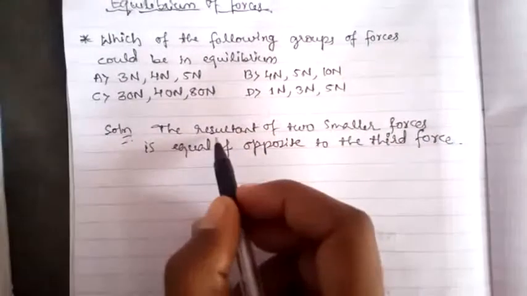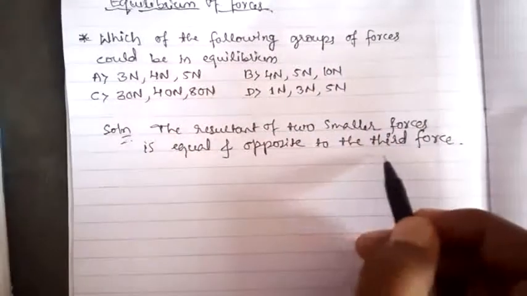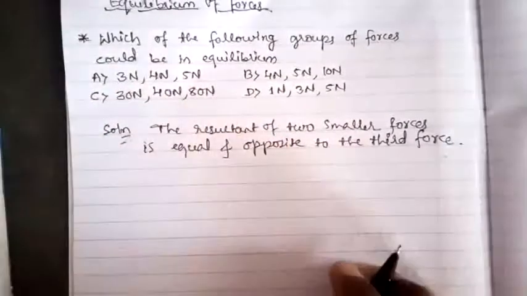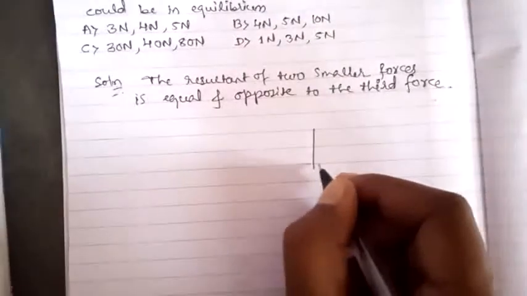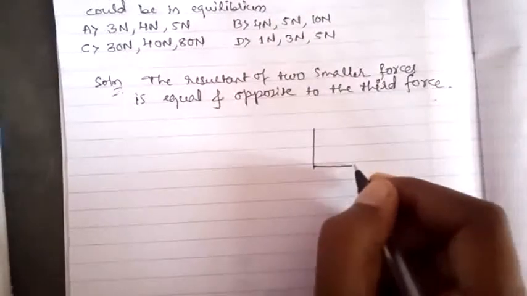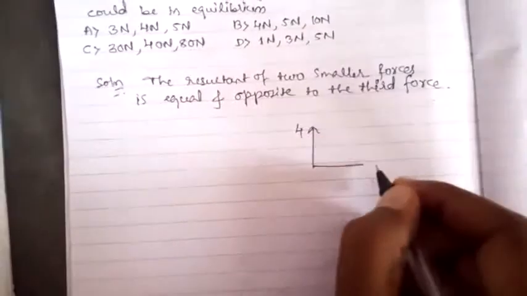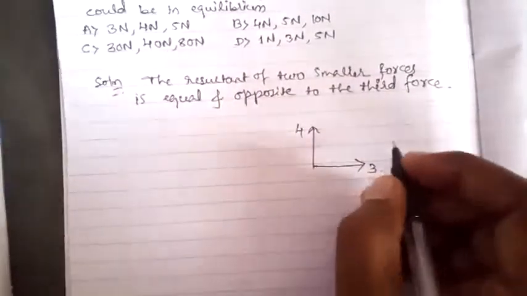Here the resultant of two smaller forces is equal and opposite to the third force. What is the resultant of 3 and 4? That is 5. Okay, see here. I will take it as a 3 and a 4, otherwise I will take it as a 4 and a 3. So what is the resultant of these two by using Pythagoras theorem?